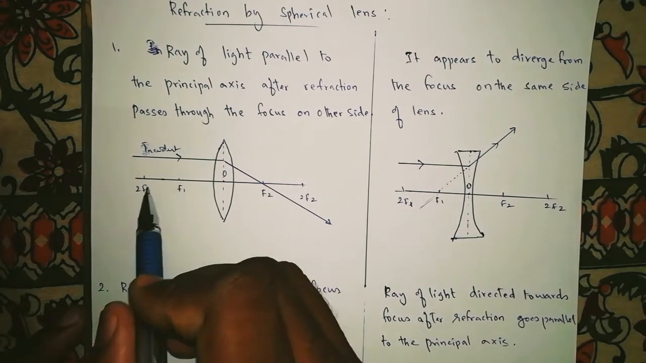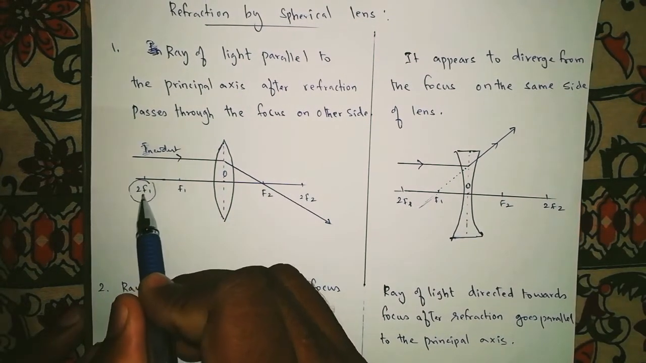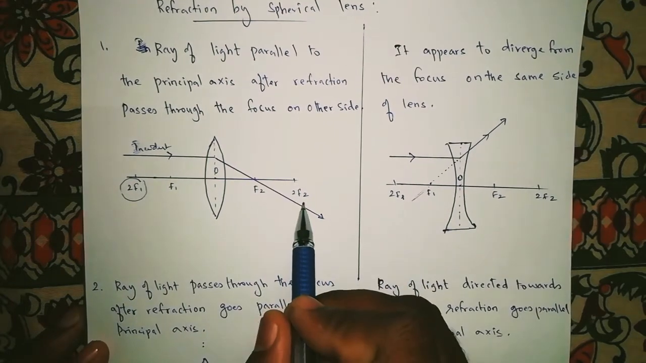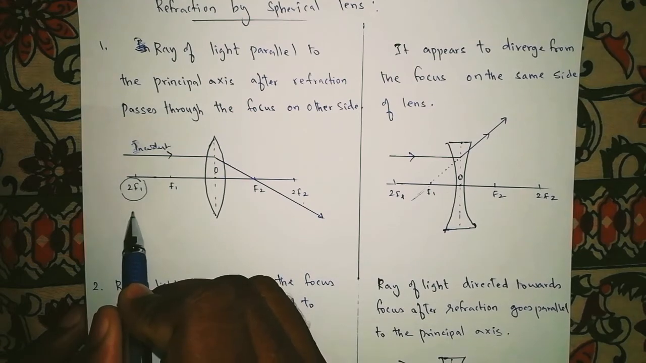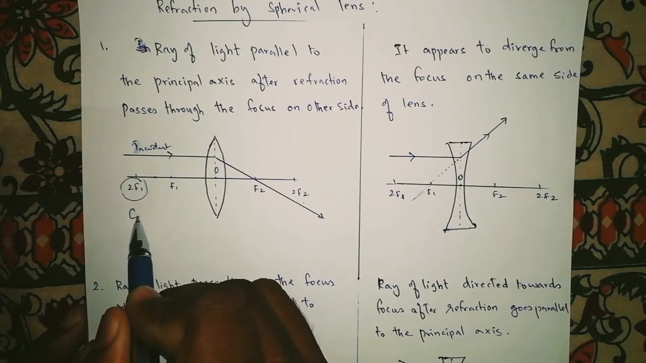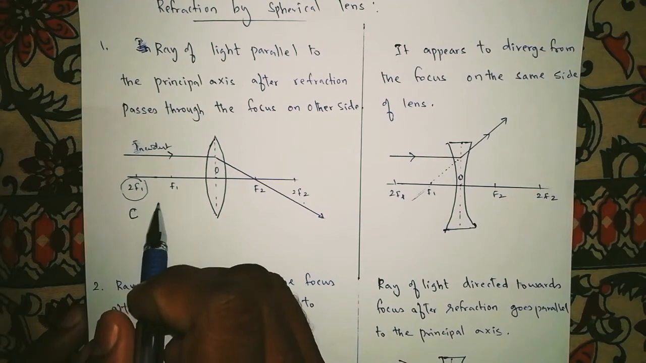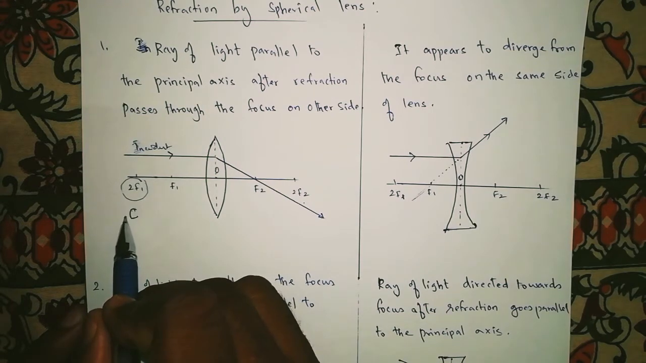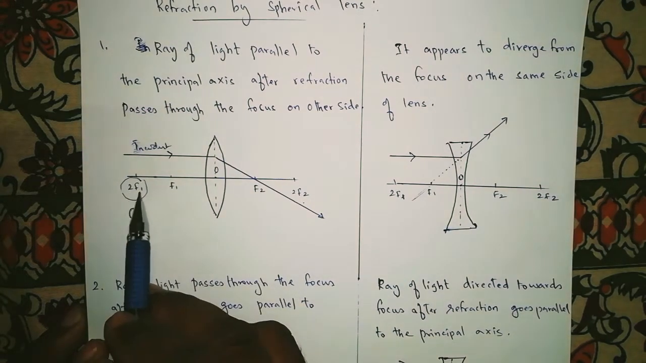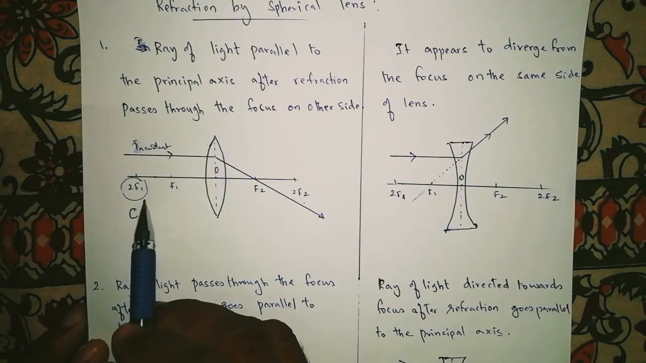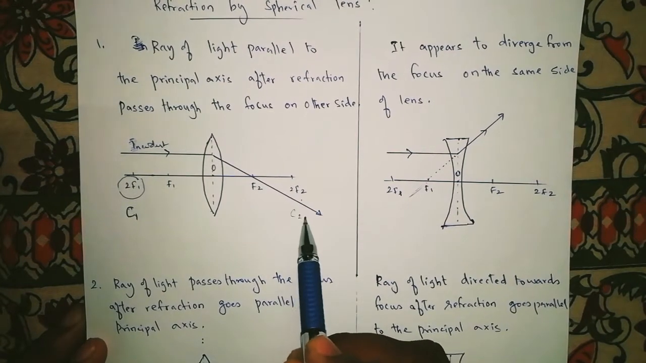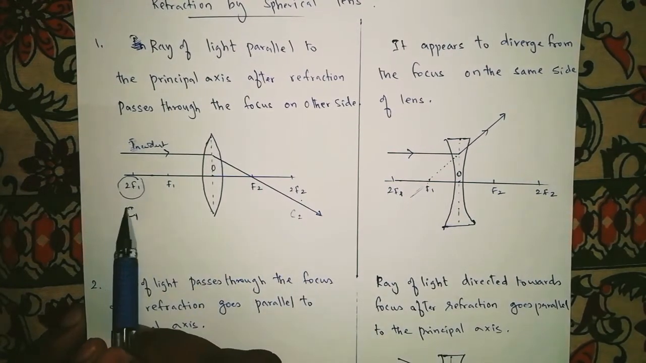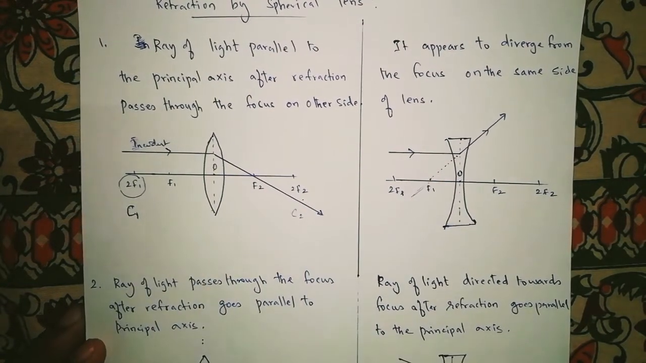You can ask me a question, sir. Here you have written 2f1 and 2f2 on the other side. See, this can also be said to be C, that means center of curvature. 2f1 can be said as center of curvature also. Why I have written 2f1 is to differentiate between C1 and C2. This is the center of curvature on the left hand side and the center of curvature on the right hand side, okay.